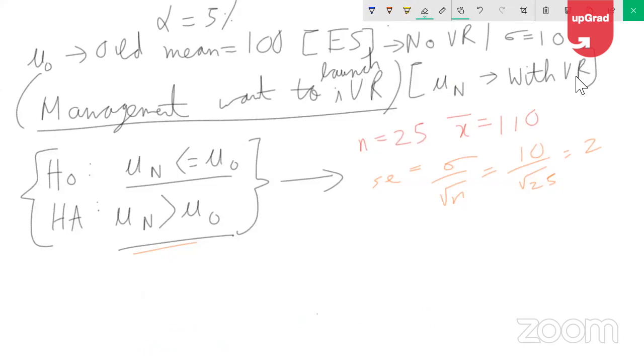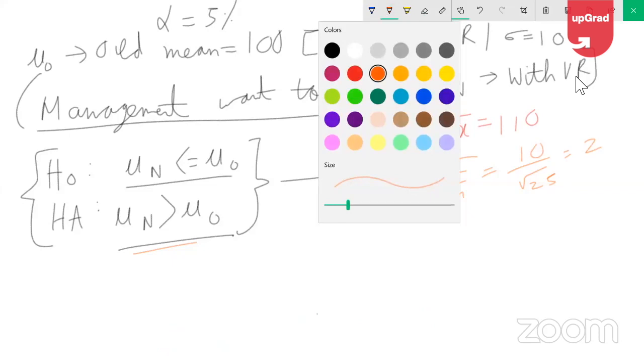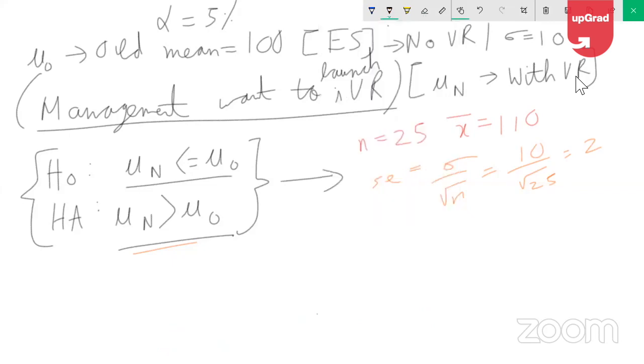Okay, reject. Anybody else? Nobody else saying reject? Okay. Actually, very interesting that you guys are saying reject. The answer is reject null. I'll give you a minute to think about why while I drop the figure. In this case, we will reject the null.